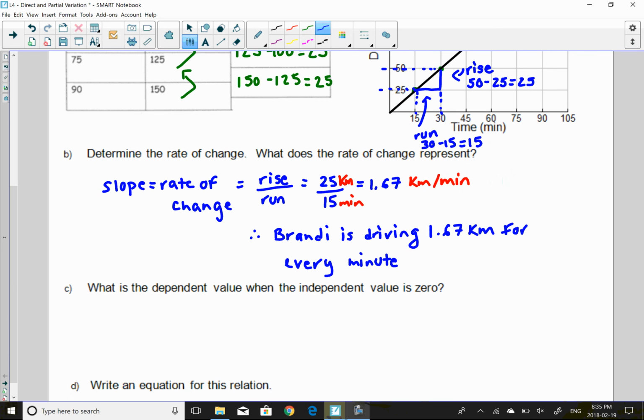What is the dependent value when the independent value is 0? Okay. So if I look here, this is where my independent value is 0. And my dependent value is 0 as well. So that's my origin. The dependent value, in our case, distance, when the independent value.